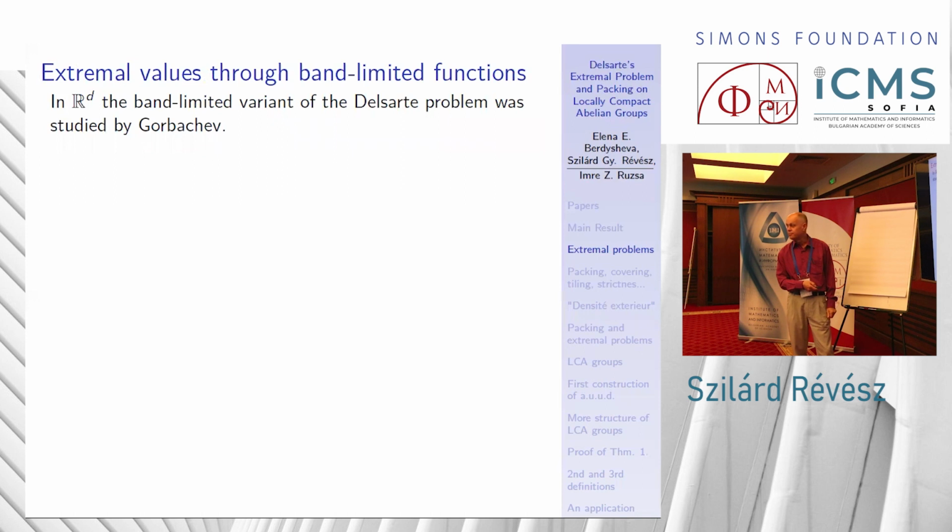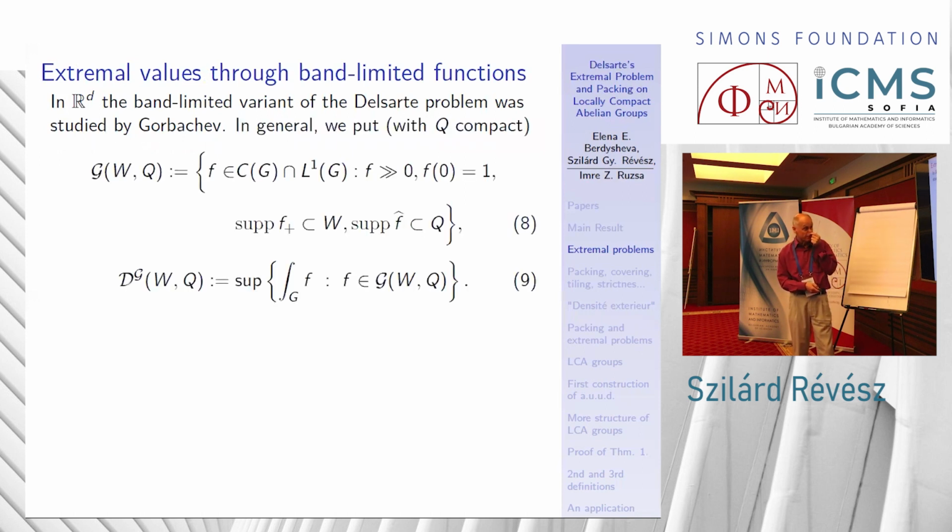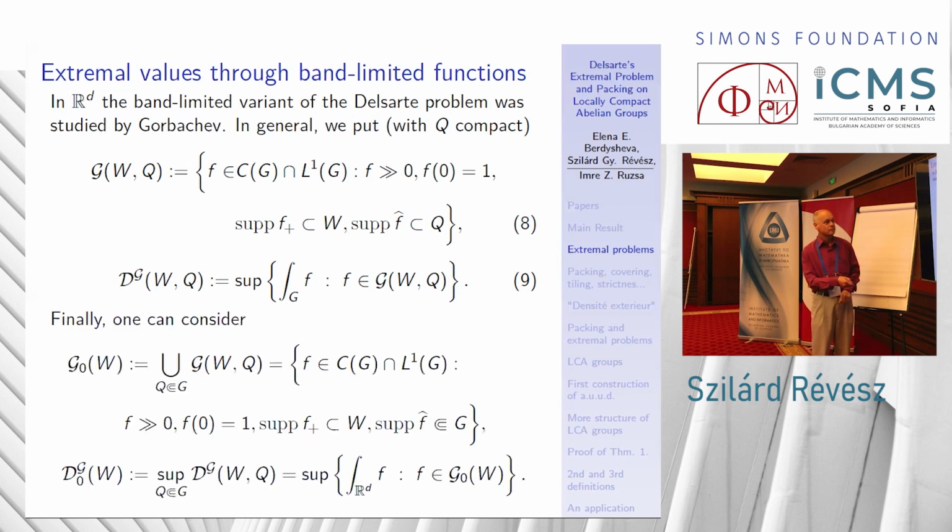Gorbachev's approach is a bit different, through the band-limited functions. So you can formally define this set G(W,Q). Here W is a subset of the group, and Q is a subset of the dual. So Q is the limit which limits the Fourier transform, so the band limit. And so the Delsarte constant with respect to this class is again the same, but with functions from this class. And one can consider then the limit case or the union of all compact supports. So you only suppose that the support is compact, whichever compact set, and it means taking the union of these sets, and the extremal constant is the supremum of all these values.